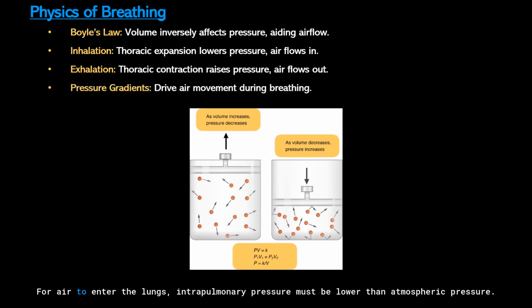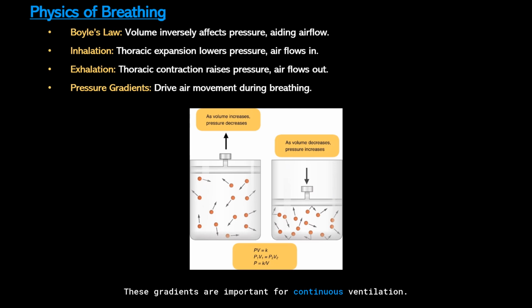Pressure gradients drive the flow of air in and out of the lungs. For air to enter the lungs, intrapulmonary pressure must be lower than atmospheric pressure. For air to exit, intrapulmonary pressure must exceed atmospheric pressure. These gradients are important for continuous ventilation.